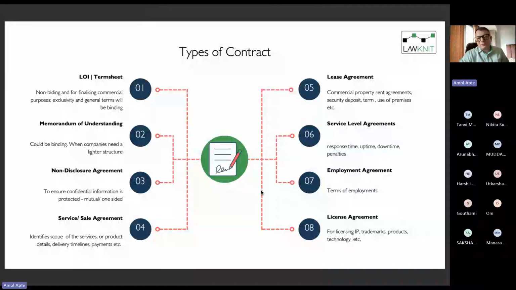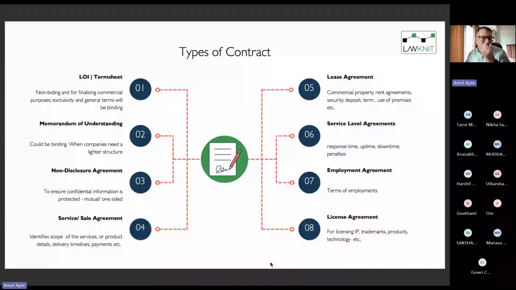Quickly moving forward, as I said, the first thing that I wanted to take you through is types of contracts. Again, it is a suggestive list and not an exhaustive list, but these are the ones which you will come across almost on a daily basis. And it's always good to have a basic understanding of what these documents actually mean.